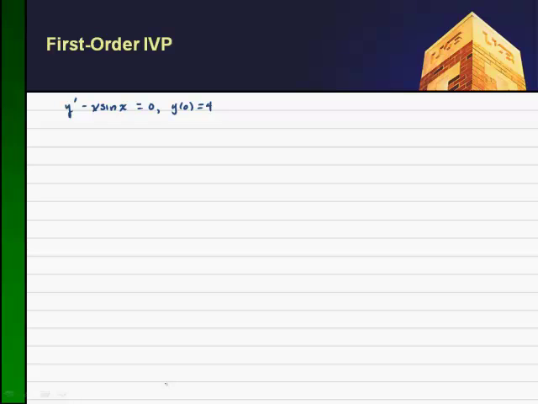Okay, so let's solve the first order IVP: y prime minus x sine x is equal to 0, subject to y of 0 is equal to 4. And I just kind of wanted to give a different integration scheme in this problem.